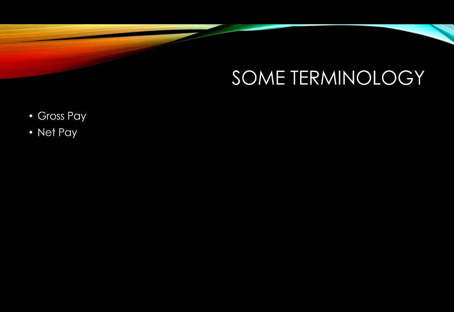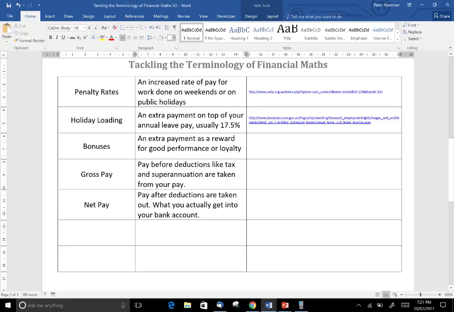Some terminology, gross pay and net pay. Let's chuck over to our tackling terminology sheet. So yeah, gross pay is pay before deductions, like for instance, tax and superannuation are taken from your pay. The net pay is what happens after that point. And that's all there is to it. So pause the video, copy those down. Let's pop back.